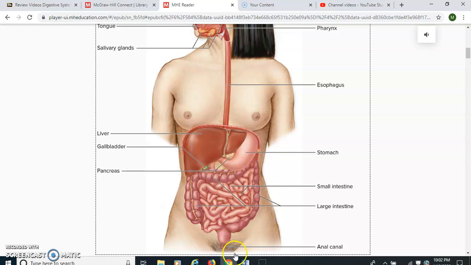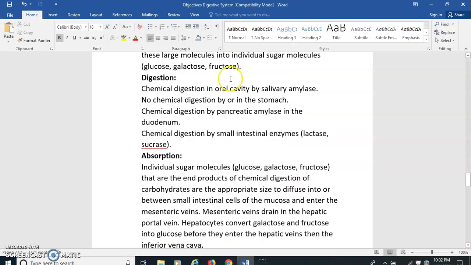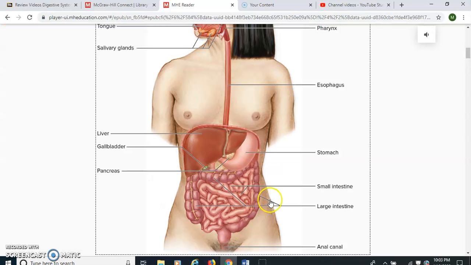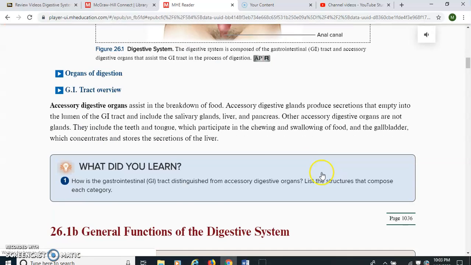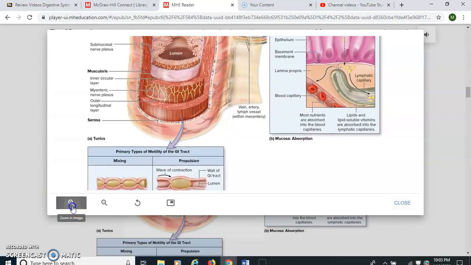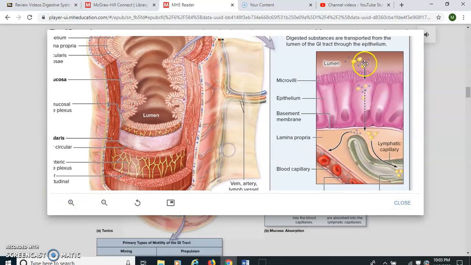All right, so we'll go back to our thing here. So we've got our chemical digestion completed. So now absorption is going to happen. So when it comes to absorption, remember, let me see if I can find that picture. There we go. So remember our absorption. We got a little picture of a glucose. We're going to say this is glucose.